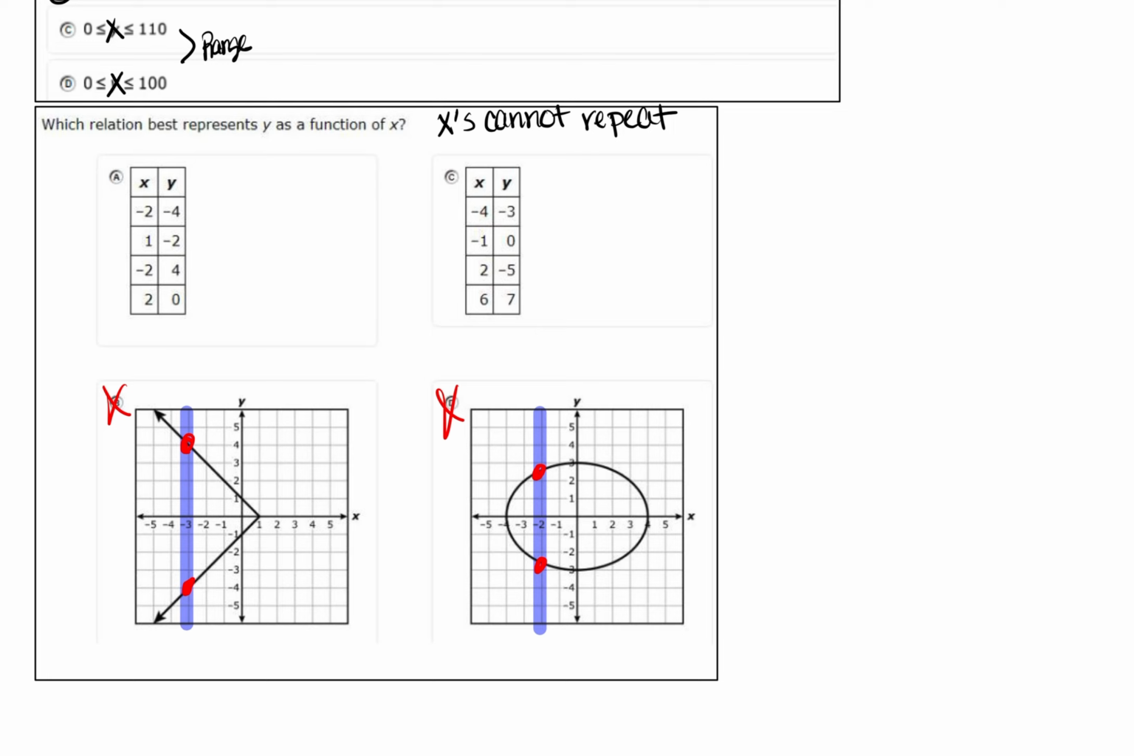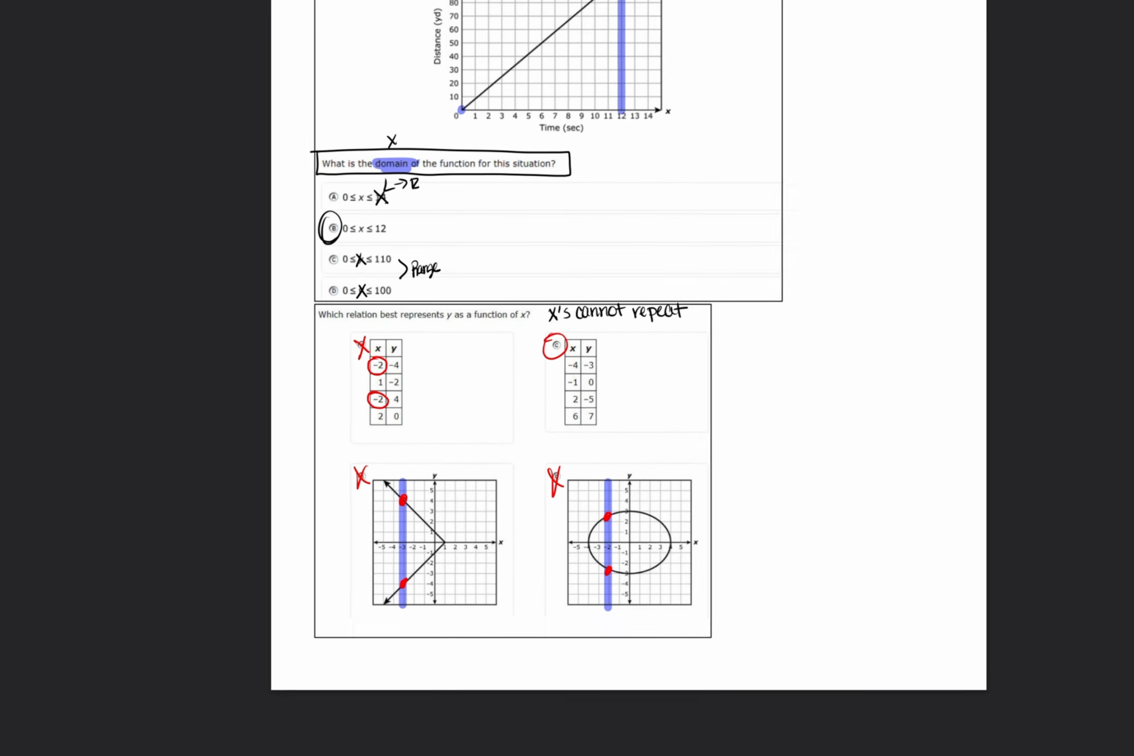So I'm going to look at my tables. The -2 and the -2 are repeating, so that's not my function. So when I look at C, none of the x's are repeating, and so therefore that is my answer.